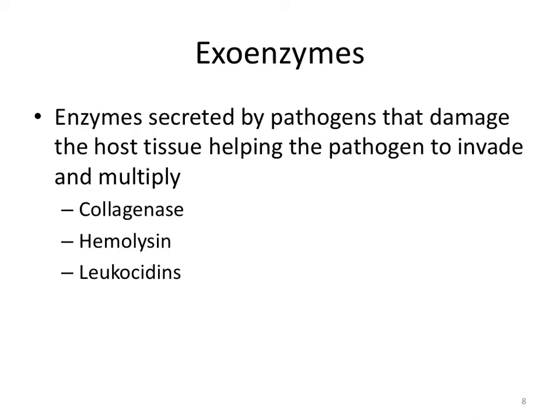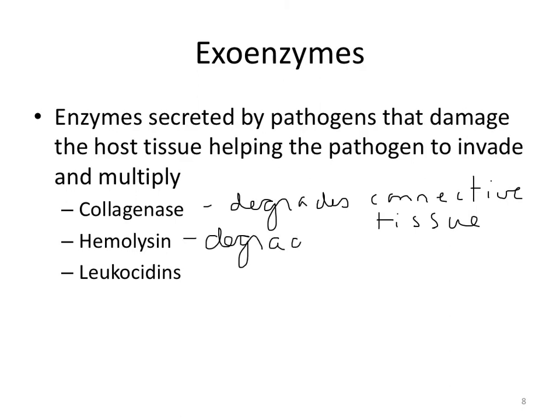Examples are collagenase, hemolysin, and leukocidin. Collagenase degrades connective tissue, which is built primarily of the protein collagen. So in degrading connective tissue, a microbe can better invade a host or a human body. Hemolysin degrades or breaks down red blood cells. So a lot of blood-borne pathogens make hemolysin.